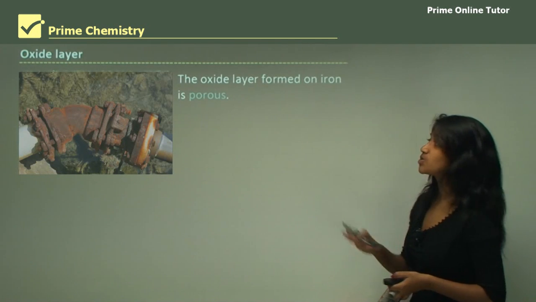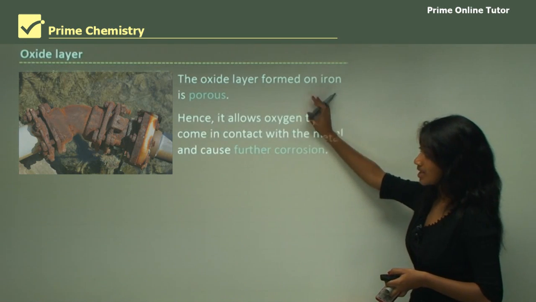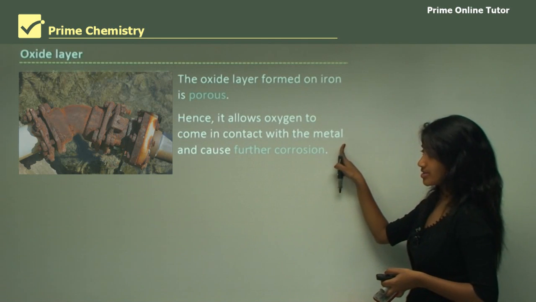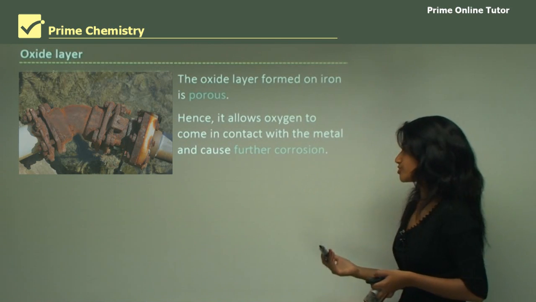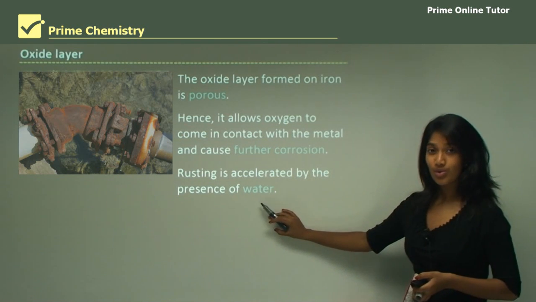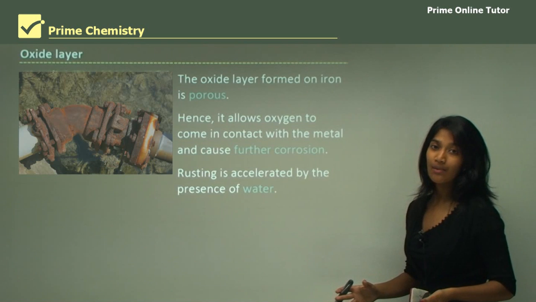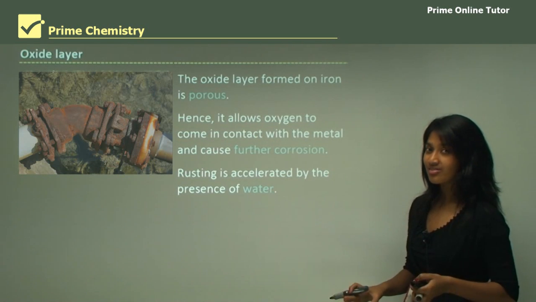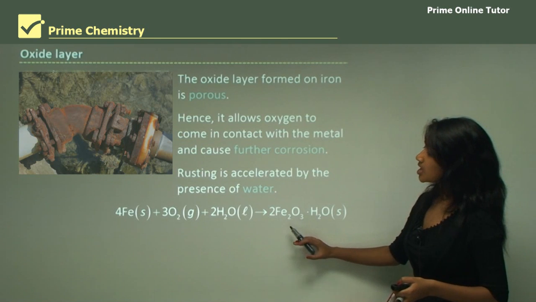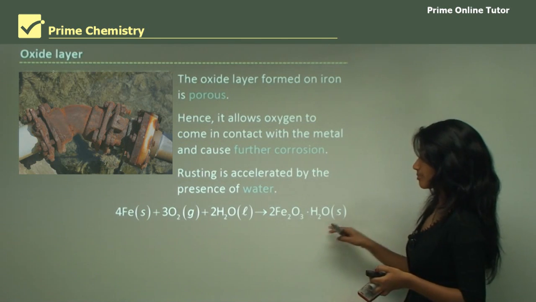However, this is not the case with iron. The oxide layer formed on iron is porous, which means it allows oxygen to come in contact with the metal and cause further corrosion. Rusting is accelerated by the presence of water. So if there are water molecules in the air or in the environment around the metal, then rusting is accelerated. Let's take an example of how water can accelerate the process.